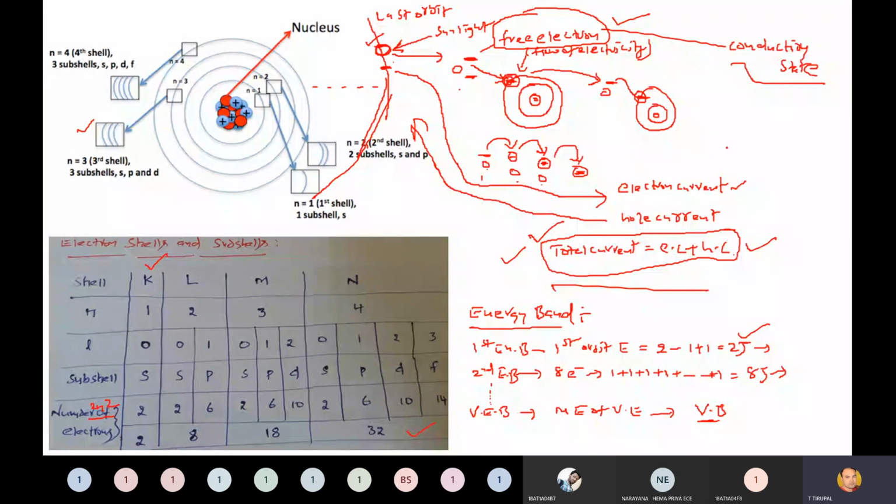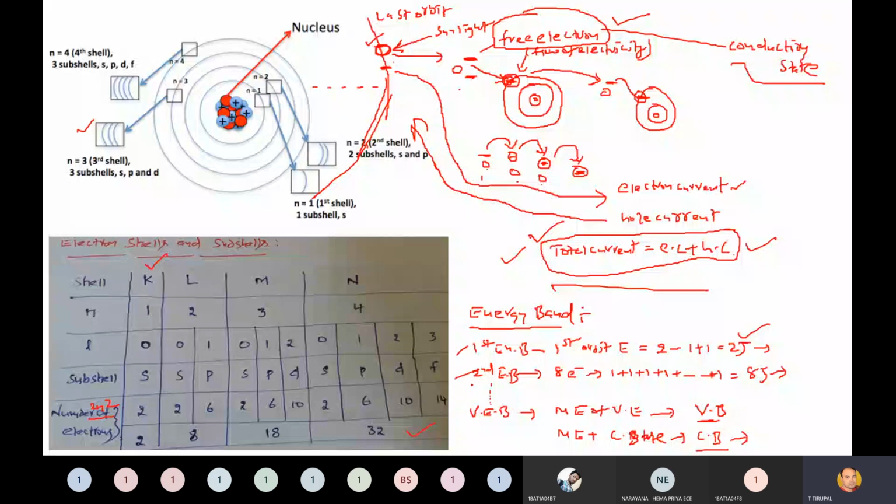So what is that band? That band is called what? Merging of energies present in conduction state, it will form a conduction band. That is called as conduction band, right? So after first energy band, you will get a second energy band. After second energy, third energy band. After third energy, valence energy band. After valence energy band, conduction energy band or conduction band. So this is the energy band structure.